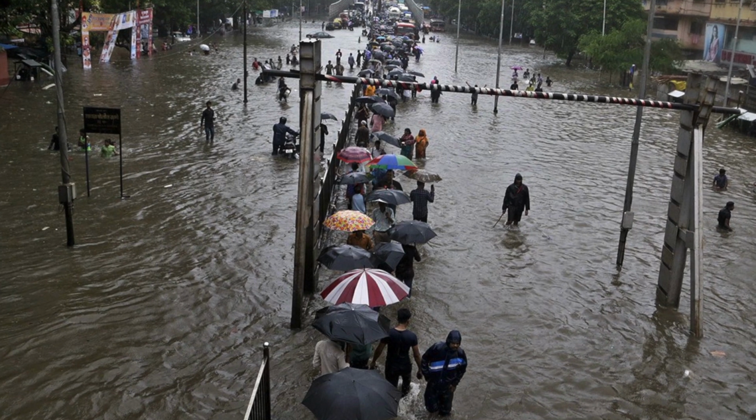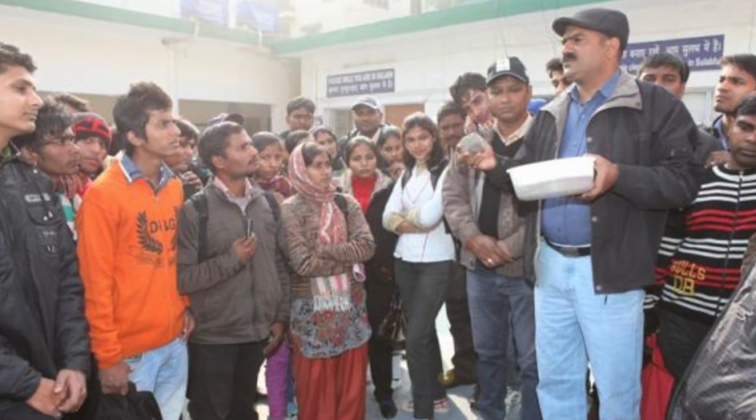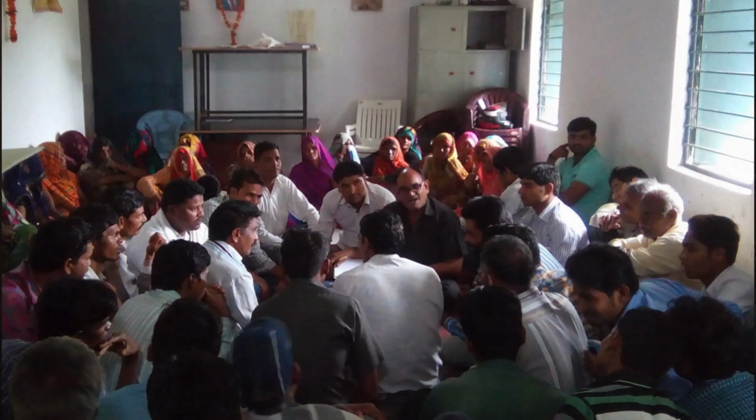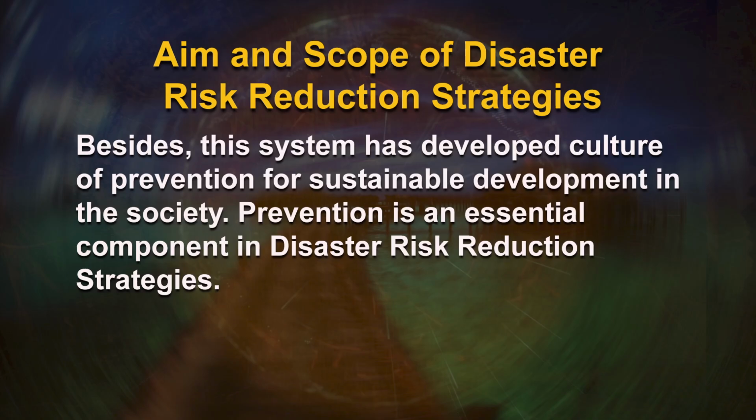The International Strategy for Disaster Reduction. UNISDR is a system aimed to generate and support a global disaster risk reduction movement. Besides, this system has developed a culture of prevention for sustainable development in society. Prevention is an essential component in disaster risk reduction strategies.